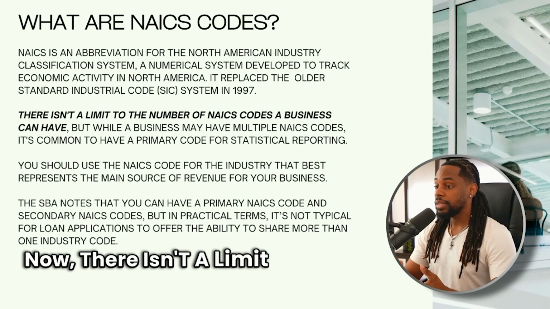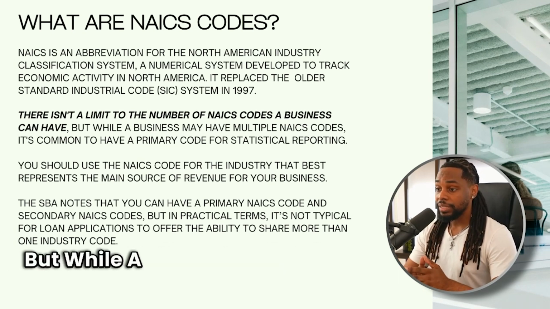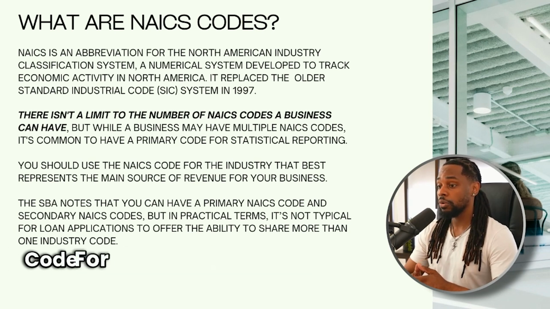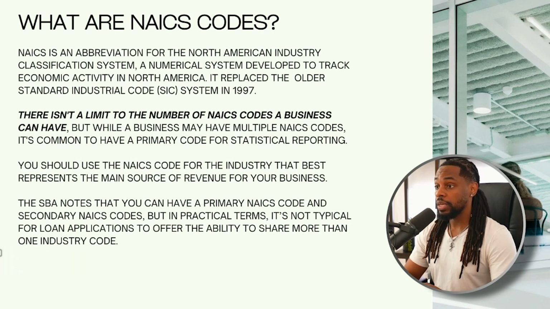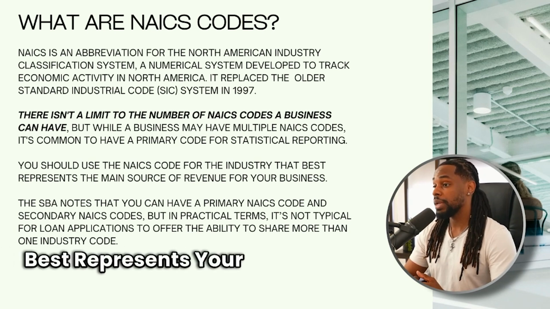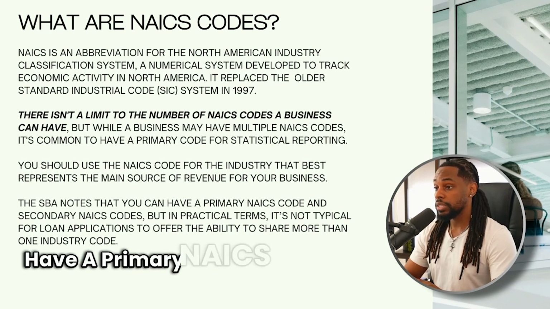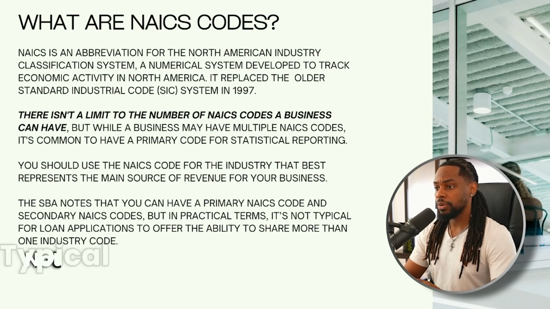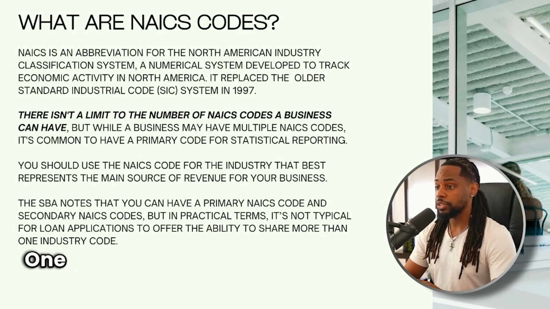Now, there isn't a limit to the number of these codes that a business can have, but while a business may have multiple codes, it's common to have a primary code for statistical reporting. That's the reason why you should use the NAICS code for the industry that best represents your main source of revenue. The SBA notes that you can have a primary NAICS code and a secondary NAICS code, but in practical terms, it's not typical for loan applications to offer the ability to share more than one industry code.